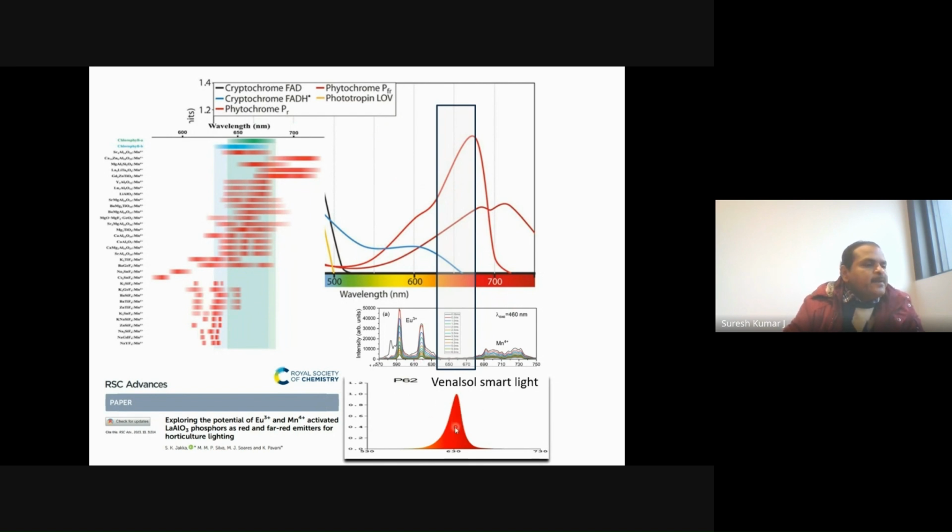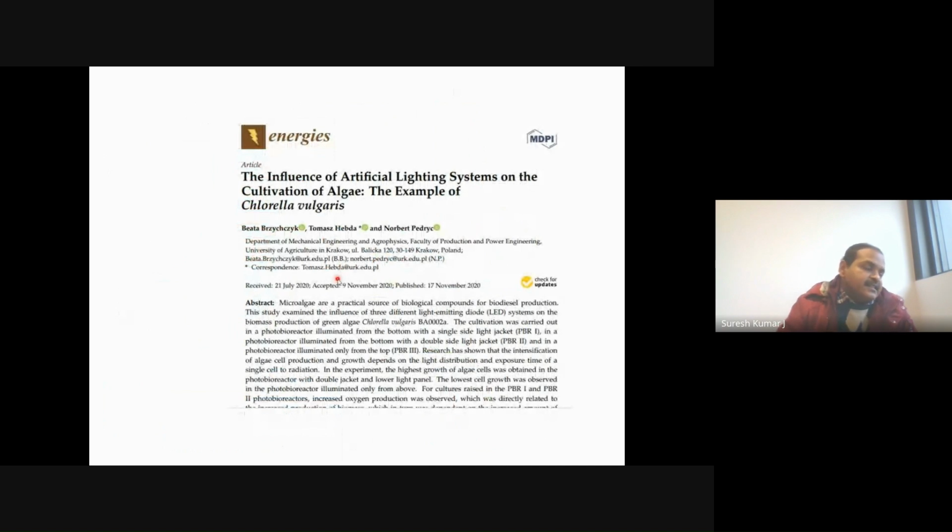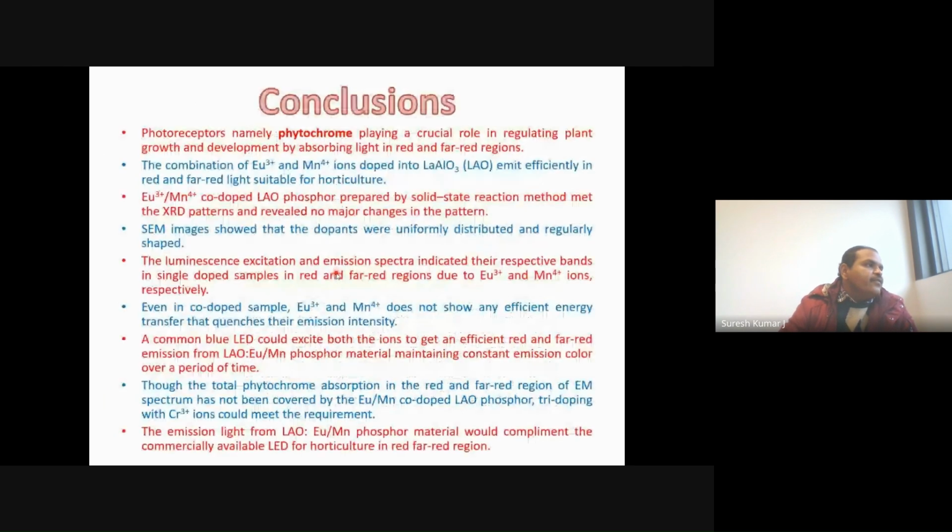That means this is an additional advantage of this material, which will compensate the region which is not illuminated by Vensol Smart Light. This is also true for algae growth in horticulture experiments. So in conclusion, we have developed a phosphor material which can complement the commercially available LED. Thank you very much for your attention.